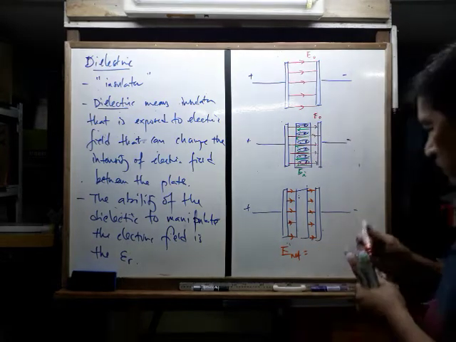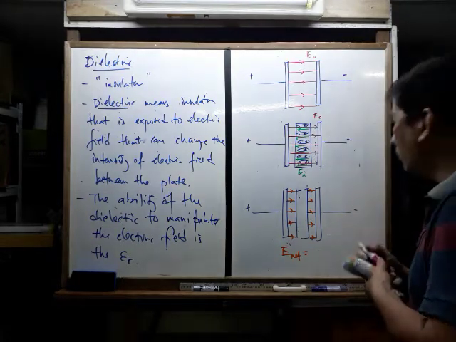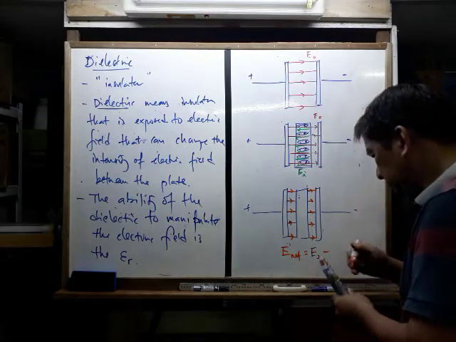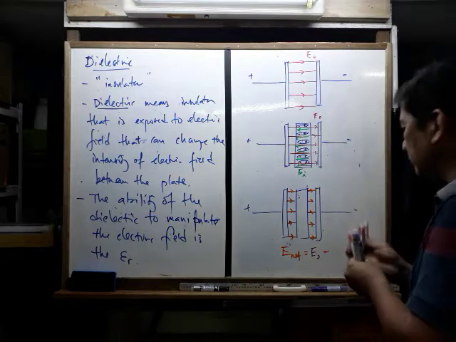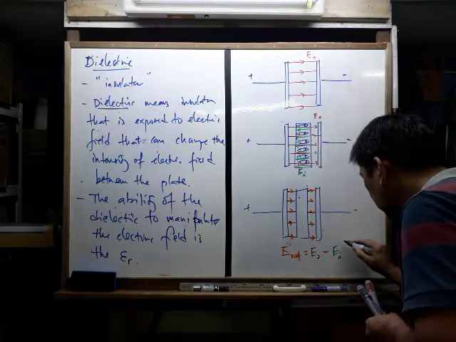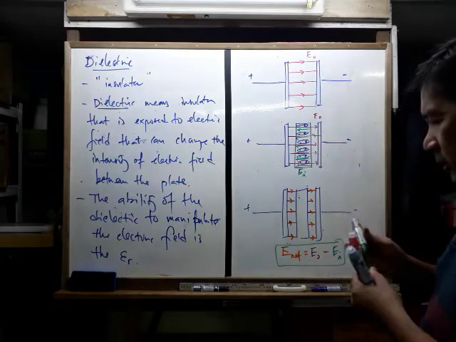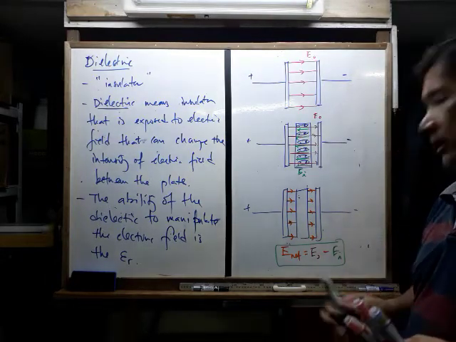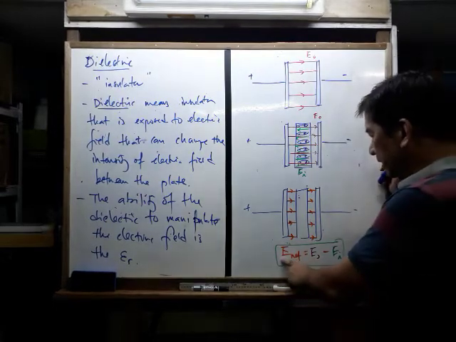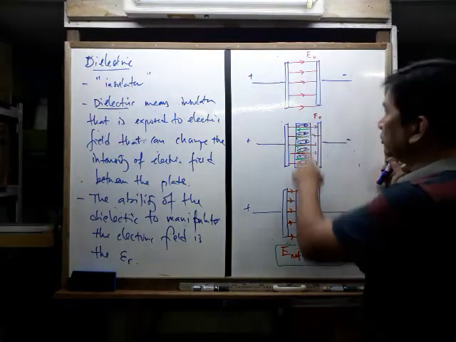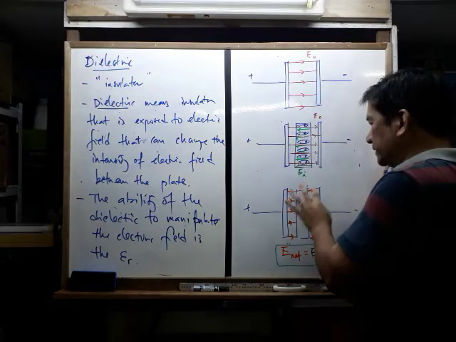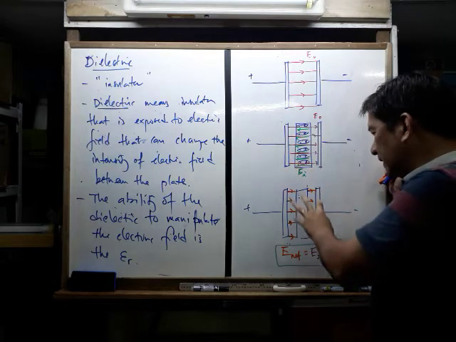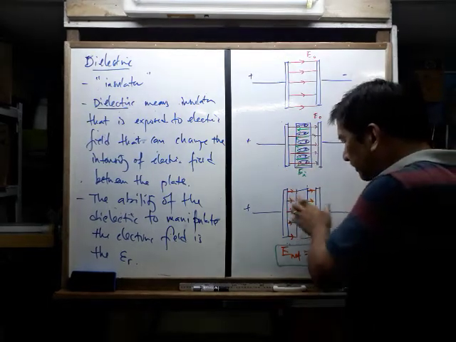The net electric field is equal to the original electric field, E0, minus your internal electric field, because of the realignment of the molecules of the dielectric. So you see, the value here is smaller compared to the original electric field. If you put a dielectric inside, it can reduce the electric field in between the parallel plates.